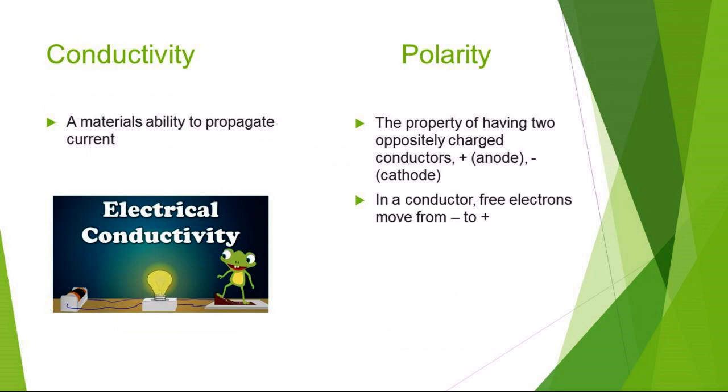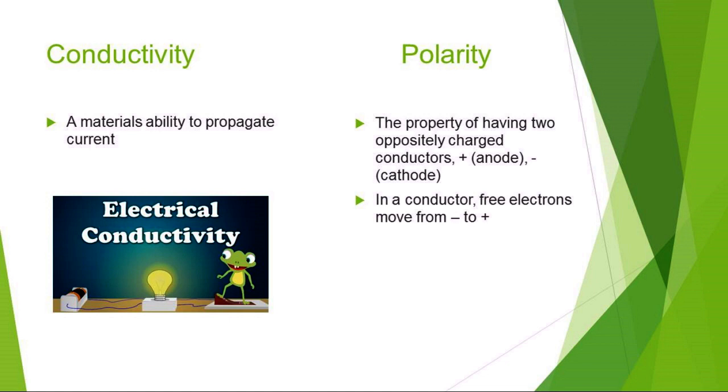Conductivity is a material's ability to propagate current. There are things in the body and in nature that are electrically conductive and things that aren't, or are more or less conductive. If something can propagate a current, it is electrically conductive. Nerves and muscles are electrically conductive. Fluids, water particularly, are electrically conductive. And then we have other things in the body which are not.